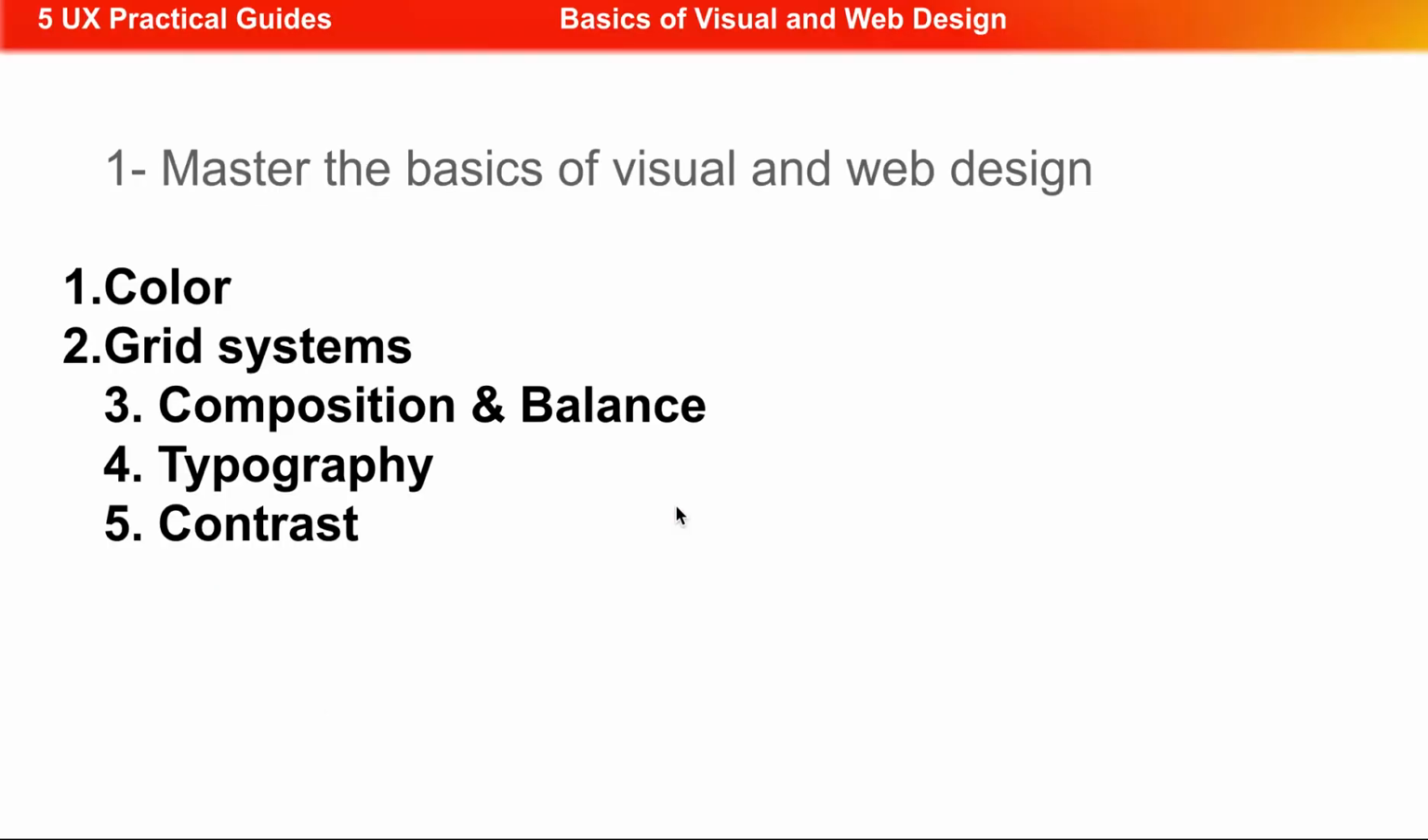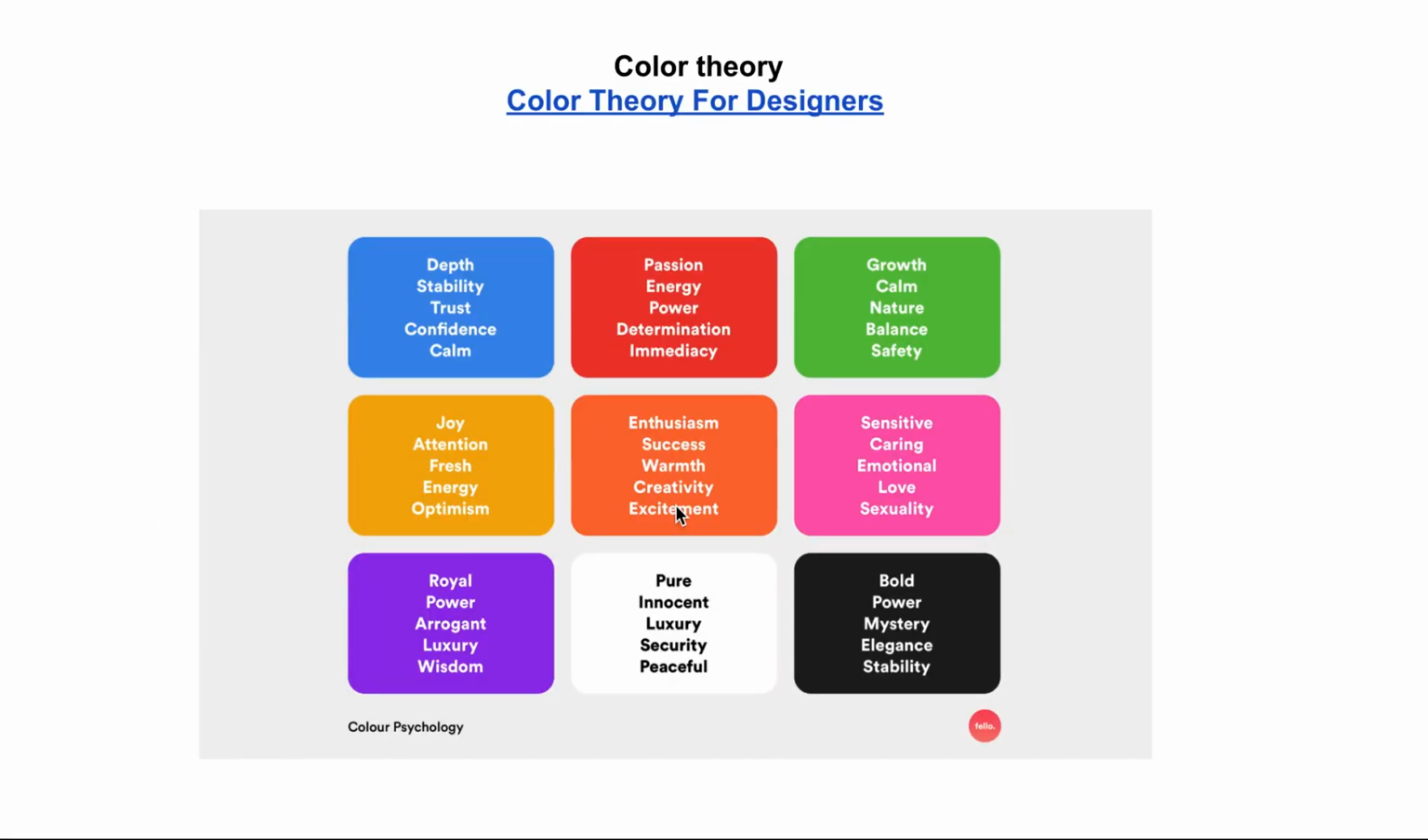Now we're going to master the basics of visual and web design. We're going to be discussing color, grid systems, composition and balance, typography, and contrast. So there are some pretty broad color theories. If you click on this link here, it's going to have a huge article on color theory for designers. It's going to go into much more detail, and I highly recommend you take a look at it either after this class. So you can see how each color emits a certain feeling.